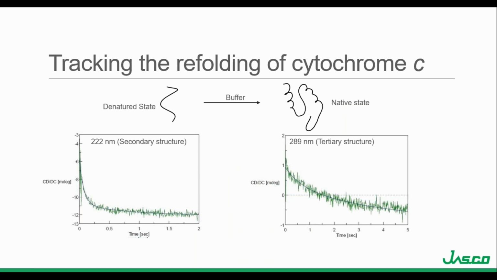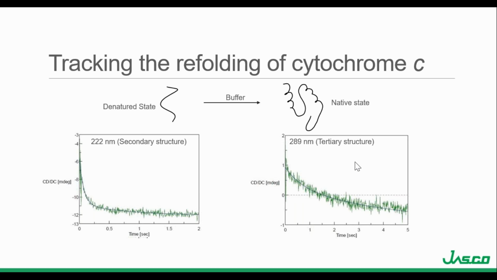So here we followed the refolding of cytochrome C by adding a buffer solution to an already denatured protein solution. By measuring wavelengths in the far and near UV spectra, at 222 and 289 respectively, we're able to monitor both the secondary and the tertiary structure of the protein to determine the refolding order. So we want to know, does the secondary or tertiary structure fold first? Which one is more stable?